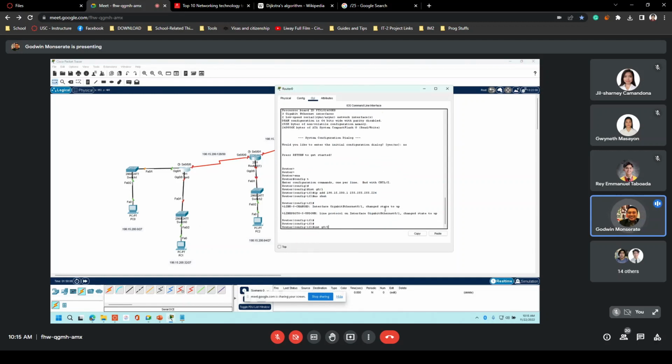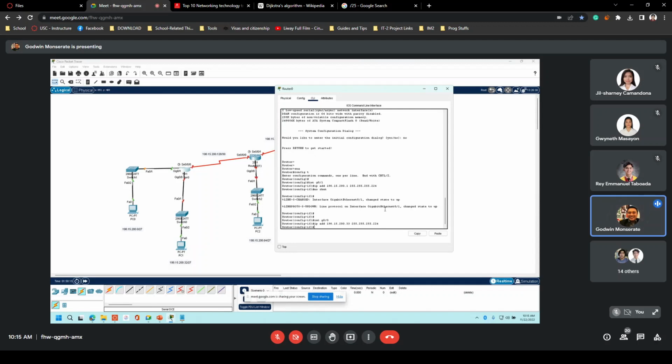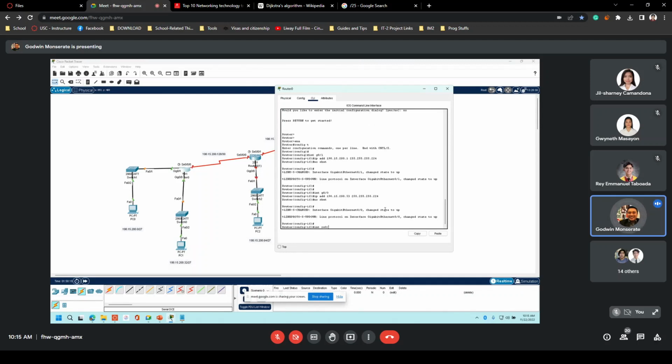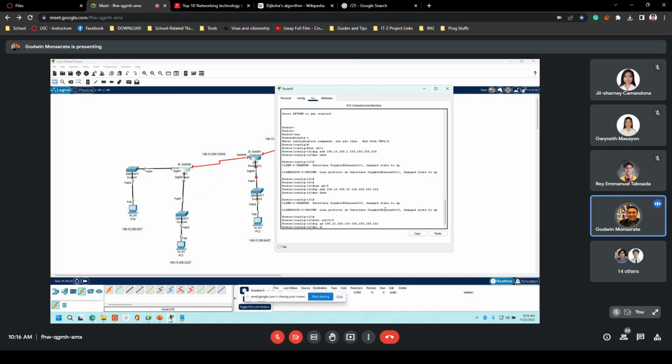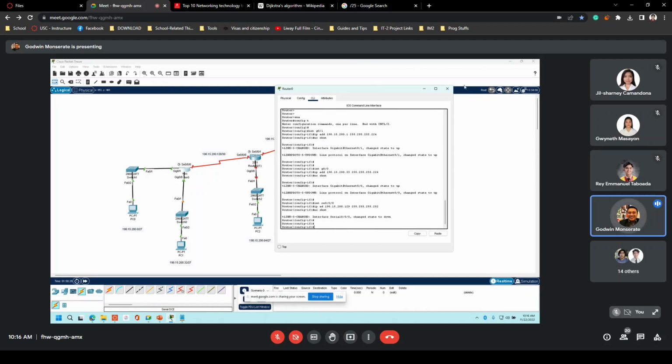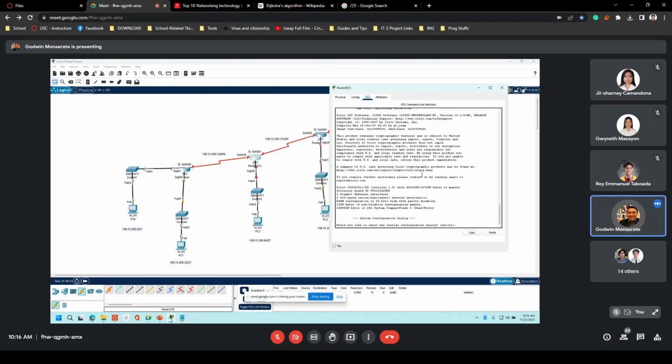Int fa0/0, ip add 198.15.200.33 255.255.255.224, enter, no shut. Okay. Int se0/0/0, ip add 198.15.200.129 255.255.255.252, enter, no shut. Okay. Then that's done, so let's go to the next router.